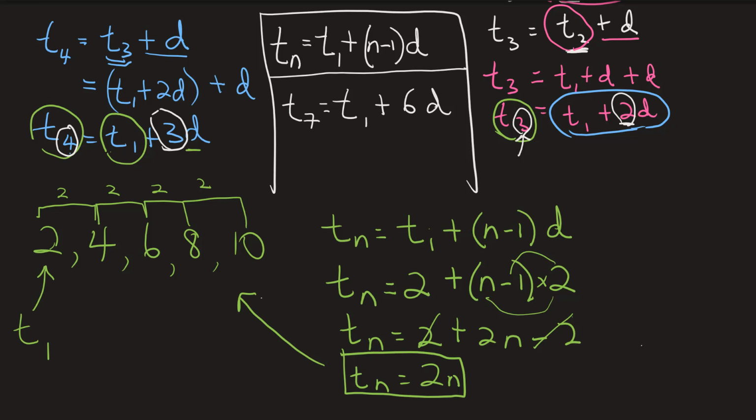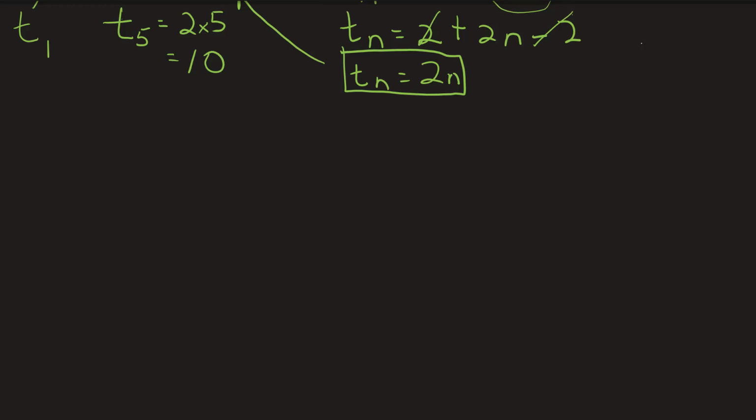This is the formula to find any term in this sequence. Let's test it out for T5. So if I use the formula, T5 is 2 multiplied by 5, which is 10. So the fifth term should be 10. 1, 2, 3, 4, and this is the fifth term, and it is indeed 10. Let me move this up, and let's do one now where there is a negative common difference. So let's look at this one.